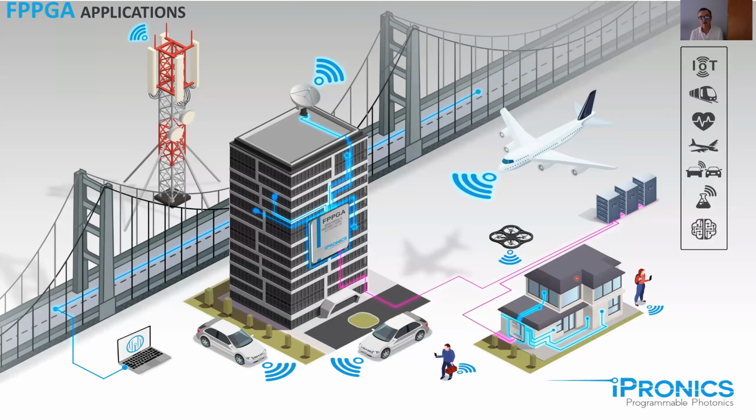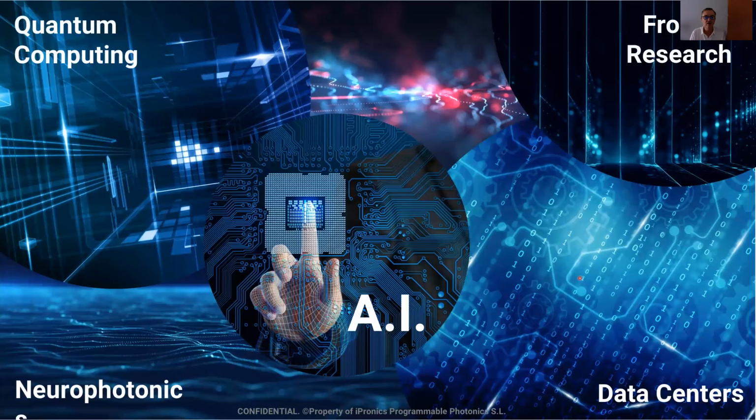So we see our FPGAs in, as I said before, a set of emerging applications that range from communications, self-driving, data center interconnections, 5G, etc. But also in applications that will need other computing paradigms to work. And in these, we include, for example, quantum computing, neurophotonics, frontier research in physics, emulation of complex physics mechanisms, etc.